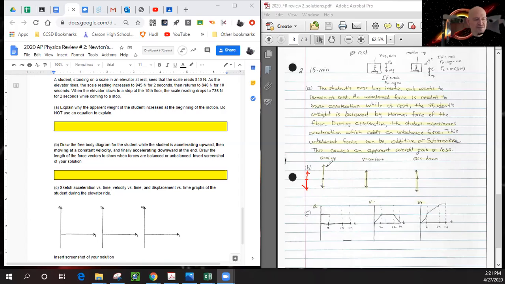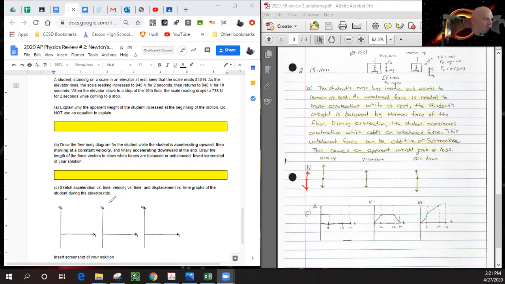So acceleration is caused by an unbalanced force. When velocity is constant, the arrows should be the same size: Fn going this way, mg going this way. They need to be the same size. And when you're accelerating downward, there's still a normal force, but the total force going down is unbalanced. There's a little bit more due to the acceleration.